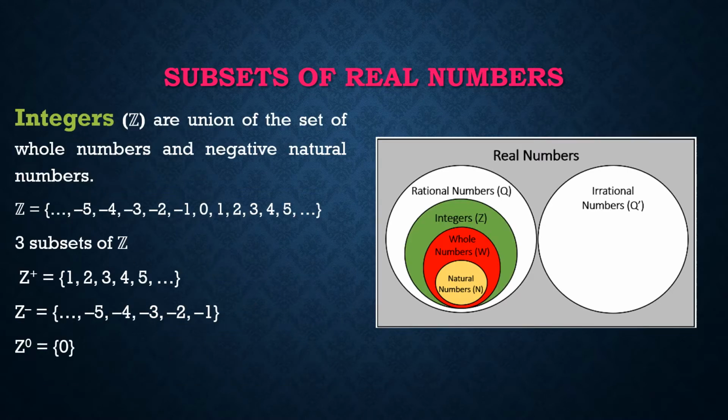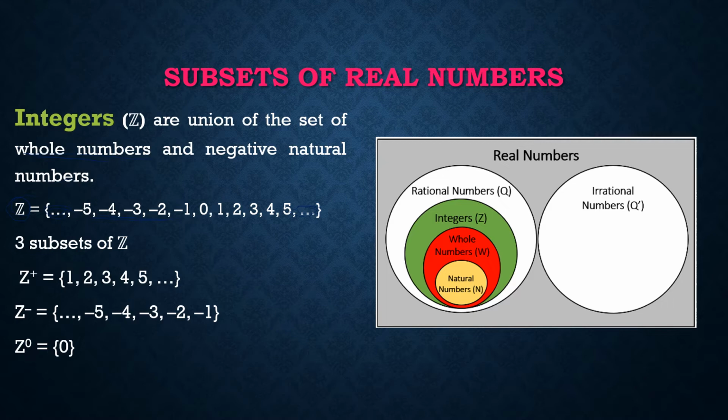Next, the set of integers is the union of the set of whole numbers, negative whole numbers, and negative natural numbers. And of course 0. Oh yeah, 0 is already included in the set of whole numbers. Here is our notation for integers. We use letter Z. And here are the sets. We have -5, -4, and ellipses here and here as well. It means that it is an infinite set.